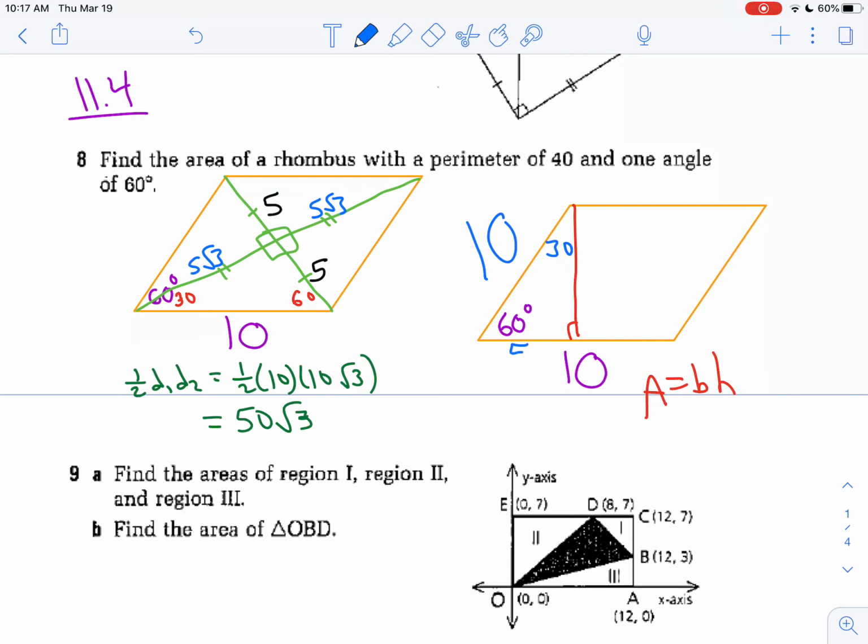And so side across from 30 is half the hypotenuse. And the side across from 60 is the short leg times root 3. And so we have a base of 10 and a height of 5 root 3. And that gives us 50 root 3, which matches our previous answer.